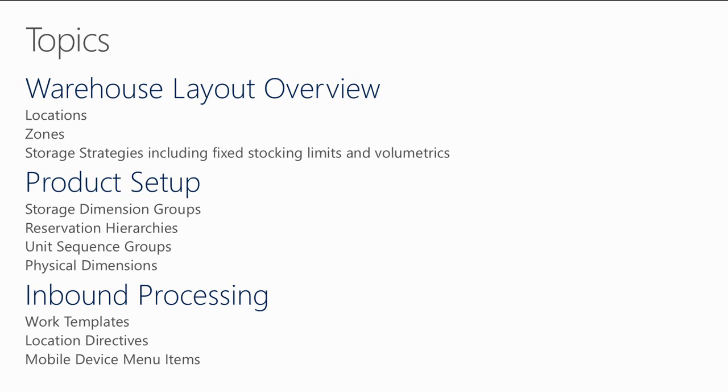In addition to that, we'll talk about physical dimension setup. So during our storage strategies and volumetric stocking limits, we can define for each location what the length, width, height is for each of those. Well, in addition to that, we can define that at the item level or at the SKU level to determine what will fit in a given location. So we'll talk about how you go about doing that in AX.